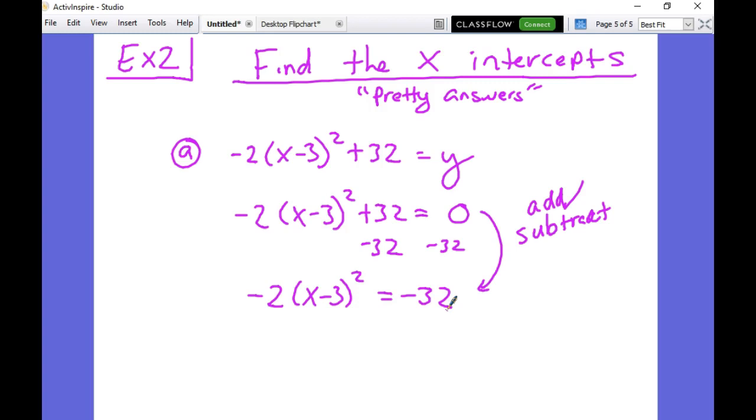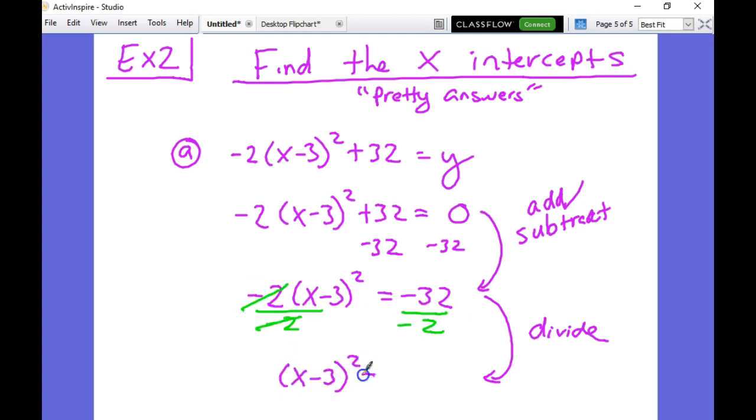I'll give you one hint. You're not allowed to distribute because there's a square. That's a no-no. So what's another way to get rid of that negative? You're going to divide it out. Good job. So divide both sides by -2. Now, what is that? That's going to be 16, I believe.